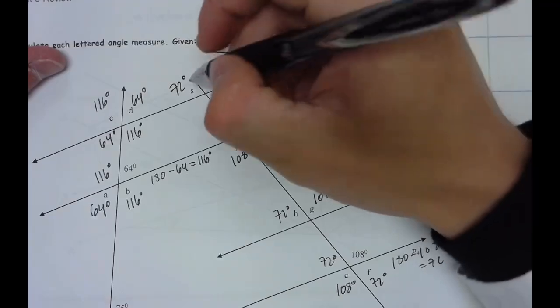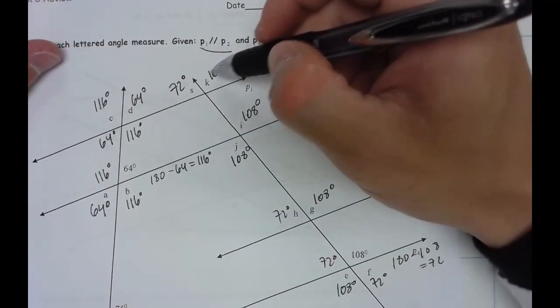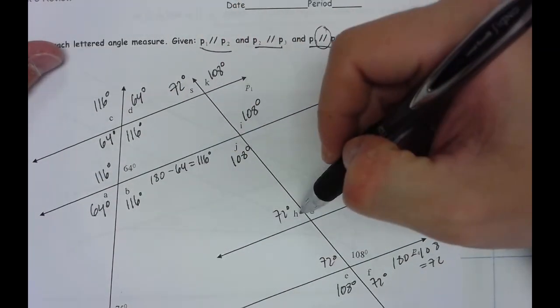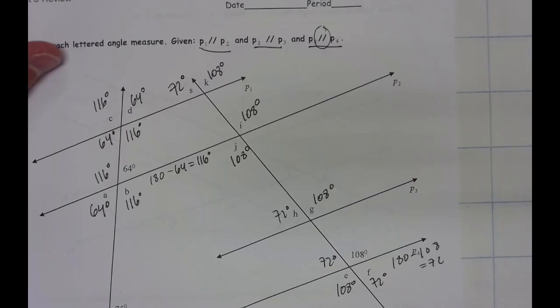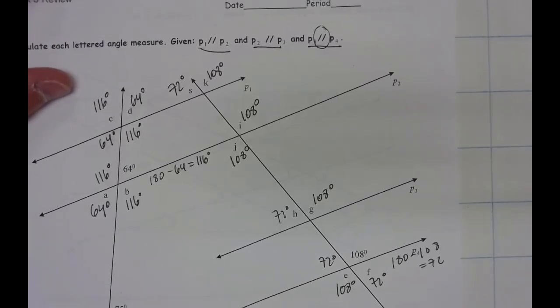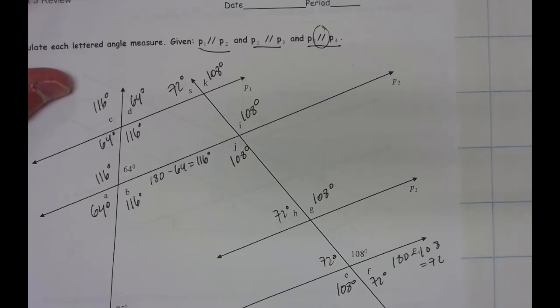So 72 could be S since it's supplementary to these. It's also corresponding to H. So same thing there. I'm sorry, I wasn't supposed to do S yet. But we now have it, just in case we wanted it. And K, we know, is 108.